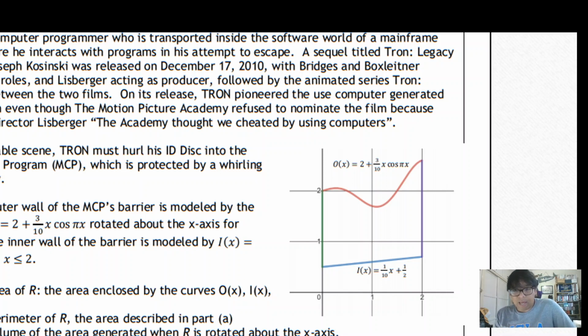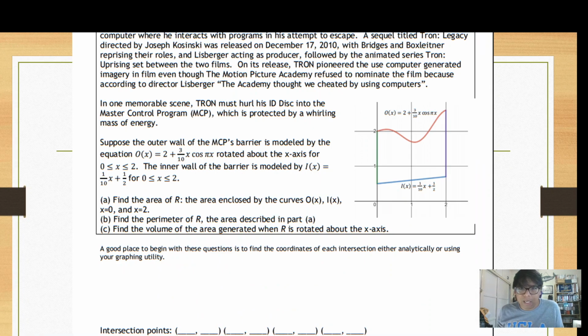So the first part, A: find the area of R, the area enclosed by the curves I, O, x equals 0 and x equals 2. Part B: find the perimeter of R. And part C: find the volume generated when R is revolved around the x-axis. A good place to begin here is just to find the coordinates of all of the intersections. You could do that either graphically or algebraically.